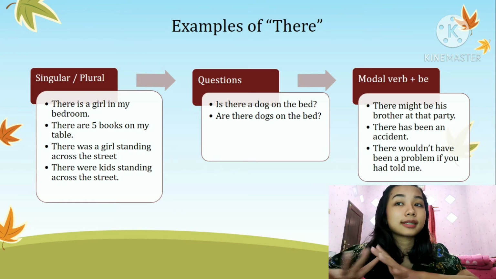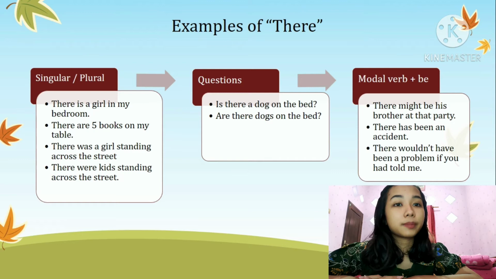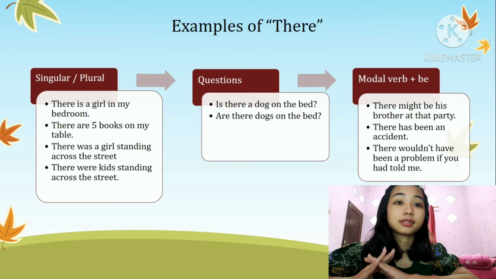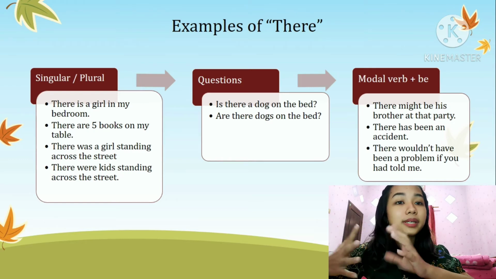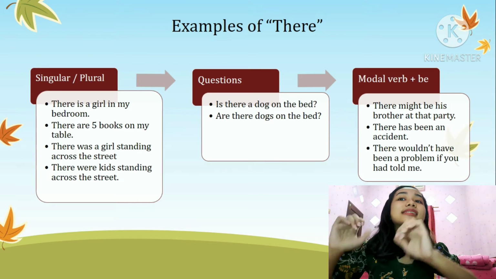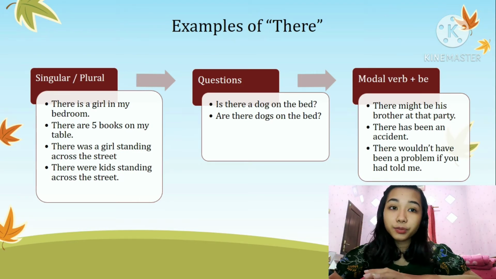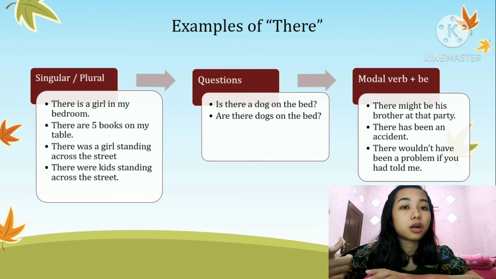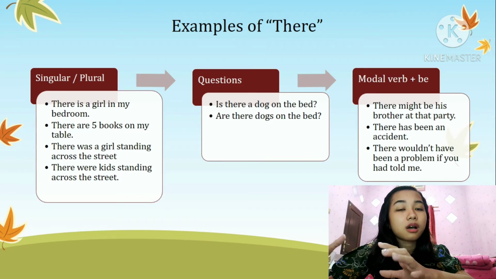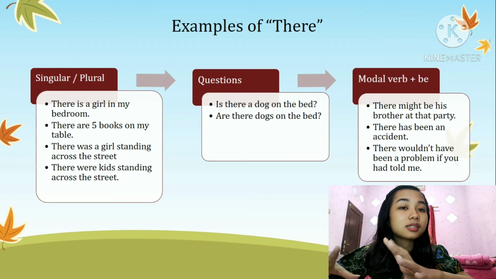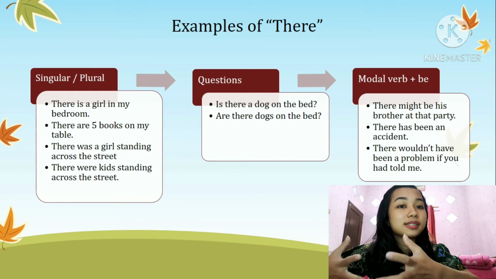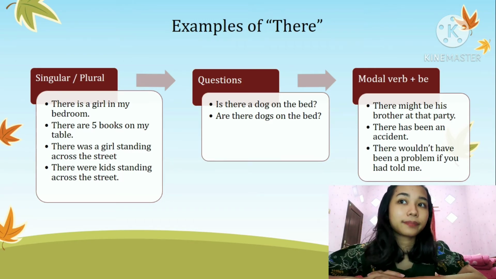Let's start with the first sentence. There is a girl in my bedroom. And the second sentence, there are 5 books on my table. Now let's see the to be that are used in those sentences. The to be are "is" and "are", which means the context of those sentences is about the present or future tense.